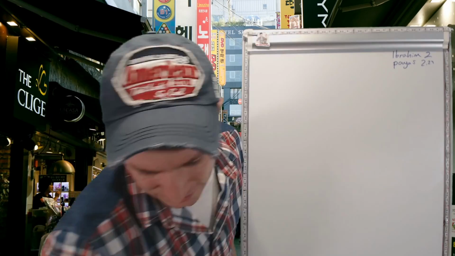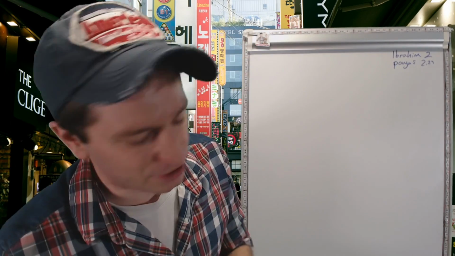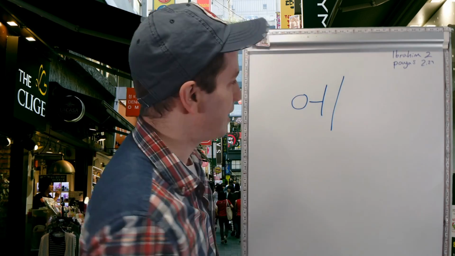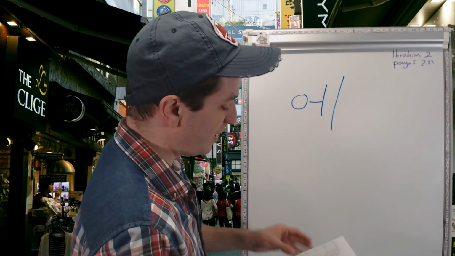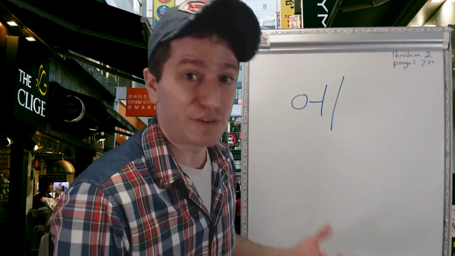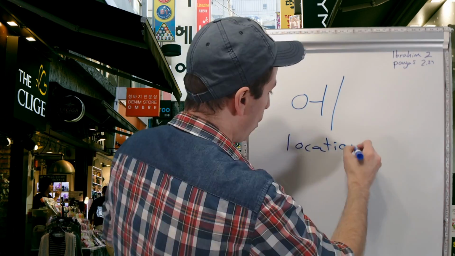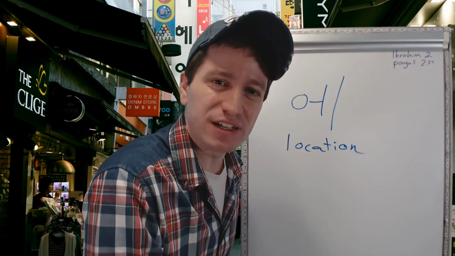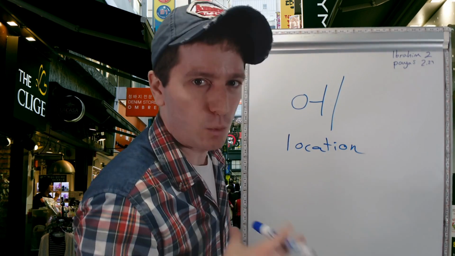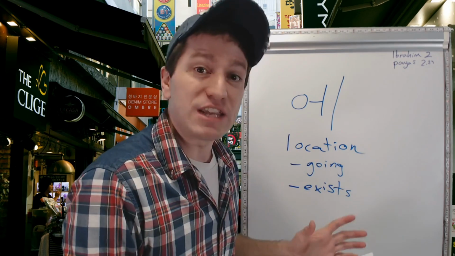Welcome everyone. The first particle we're going to be learning today is just 에. Now, this is called a location marker because it marks the location of something. By that I mean, it marks the location of where you're going, or it marks the location of where something exists, where something is. There are a lot of ways to translate 에.